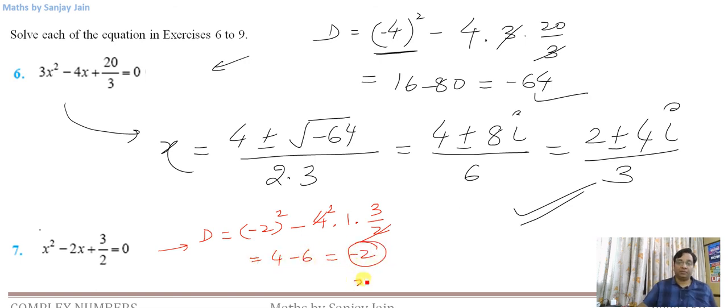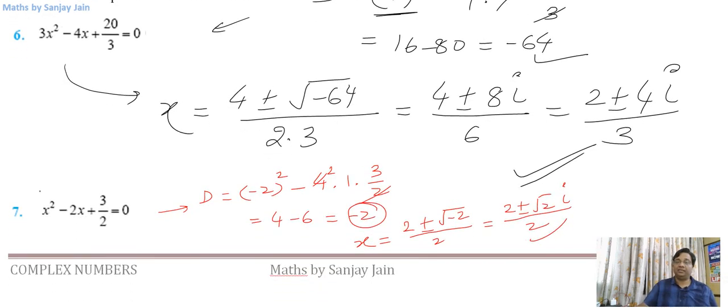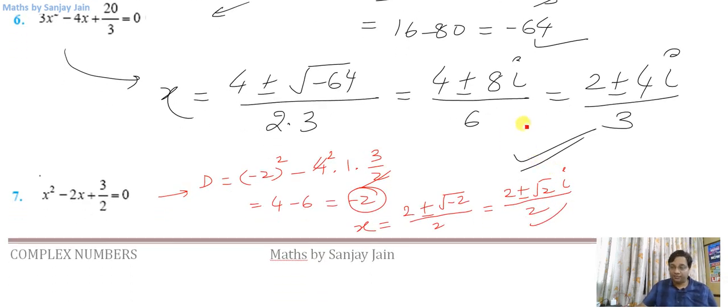What will be the solution? Minus b, that is minus of minus 2, plus minus the discriminant here by 2a. So I'll write 2 here. And it will be equal to 2 plus minus root 2 iota by 2. So this is my solution. You can write it separately also. You can write it as 2 by 2, that is 1 plus minus root 2 by 2 iota. You can write it like this also.